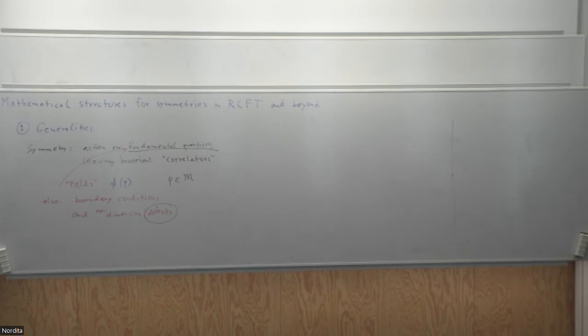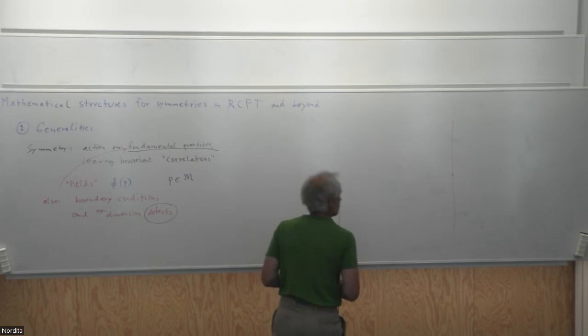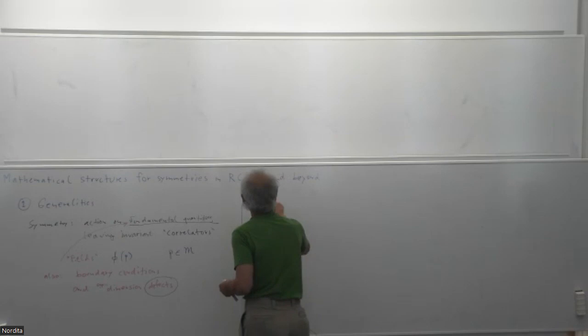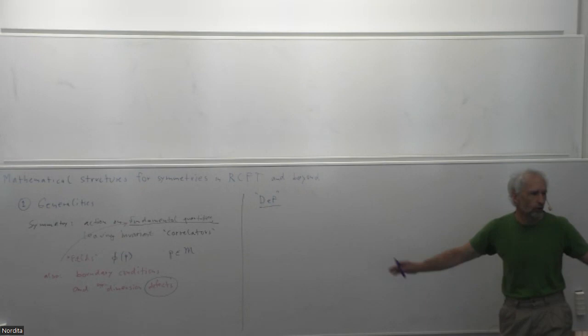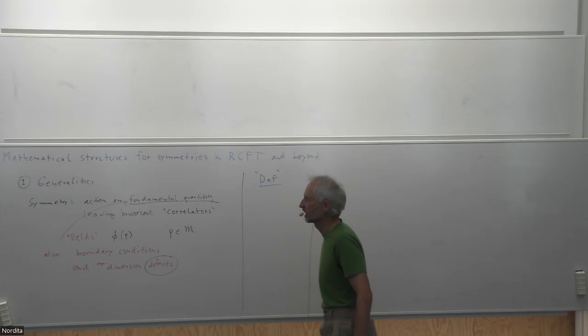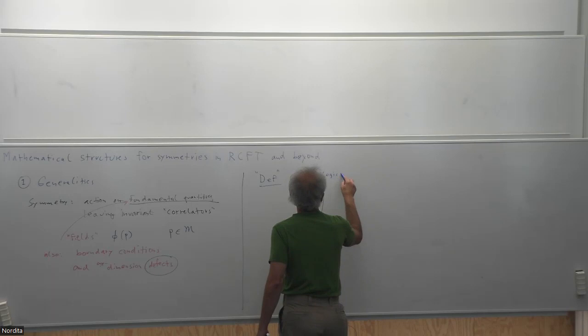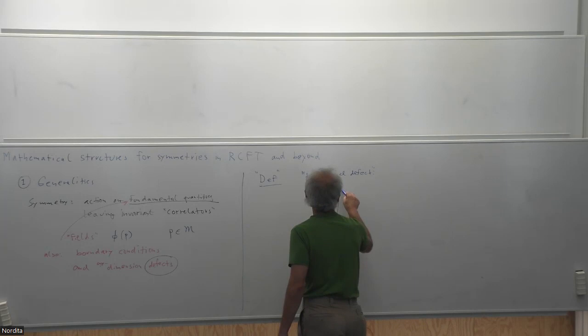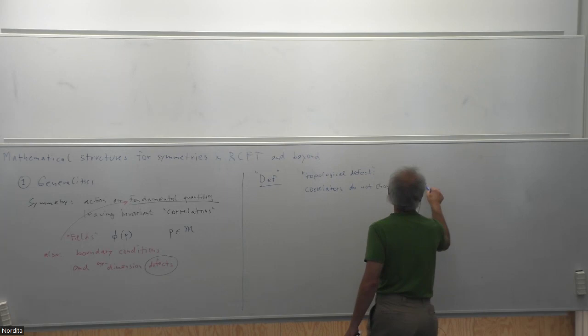Now among the defects, there are in particular what people call topological defects. And let me write here a definition in quotation marks. I will use definition several times. It will always be in quotation marks, but I mean with this that it's possible to make these things concrete, at least in part three in rational conformal field theory, but also in many other theories. So a topological defect is characterized by the fact that correlators or correlation functions do not change when smoothly deforming the defect.